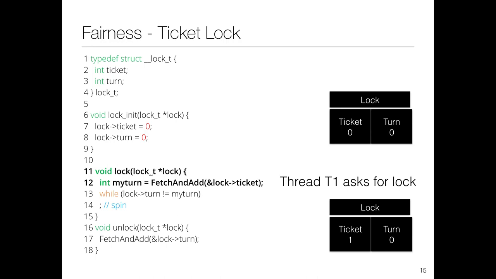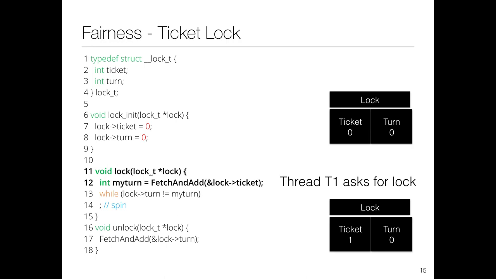And what we're doing is, each time we unlock, we increment turn by 1. So that is the notion of adding fairness to the whole scheme, so that we're able to ensure that each thread gets in-order access to the critical section.